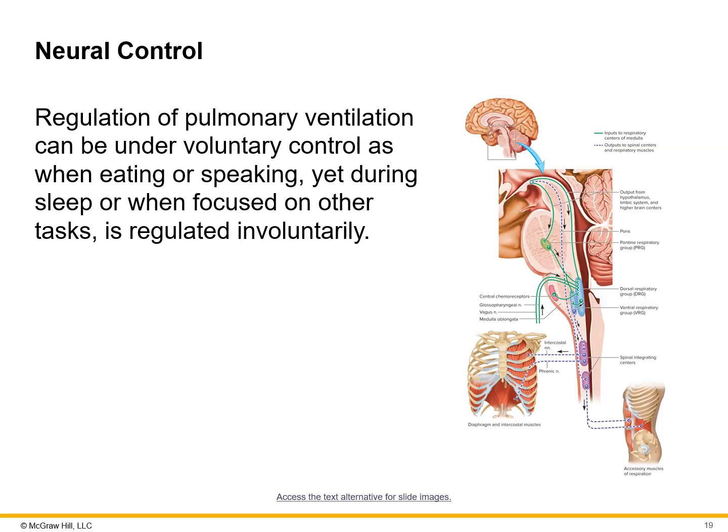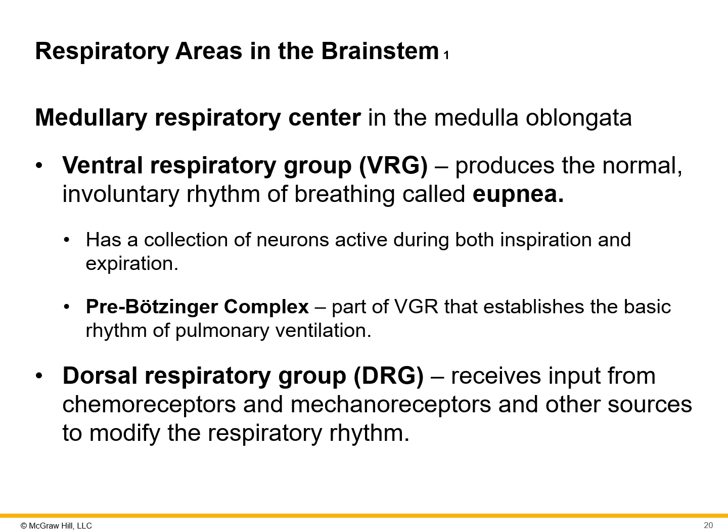Now, the neural control of ventilation is the primary way to regulate that. So it's under voluntary control whenever we're eating or speaking, but yet whenever we're sleeping, it's under involuntary control. So there's both a voluntary and an involuntary control of our ventilation. So the respiratory centers there in the brain. So again, the medulla oblongata, that's where our medullary respiratory system is.